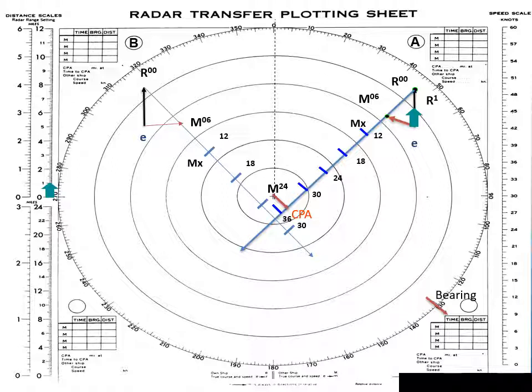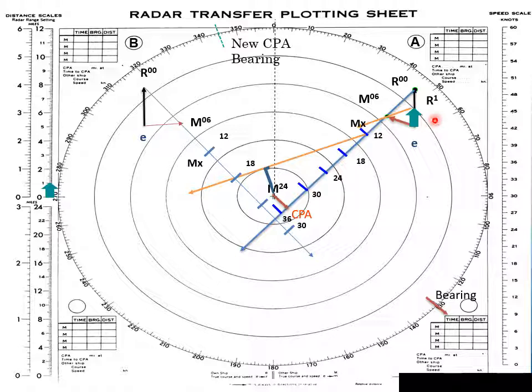If I change speed, I change relative motion. The old relative motion was R00 to M06. The new one is going to be R prime, or RS for reduced speed, to M06. Draw a new relative motion line, then parallel that to MX. We can get a new CPA and a new bearing of CPA. So if I slow to 10 knots, I will take the stern of contact A.